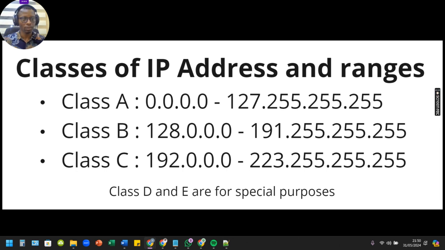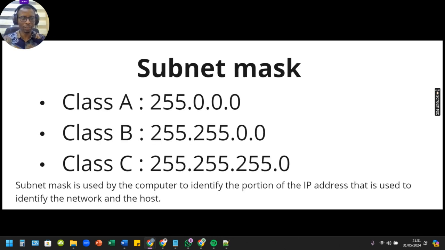There's actually a different way of doing it, where you disregard the classes and reorganize things. It's called classless inter-domain routing, CIDR. That's different, and it's on a more complex scale than what we are learning today. So let's just take it as it is.